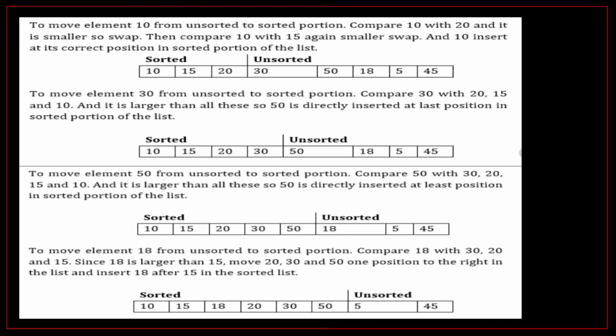To move element 18 from unsorted to sorted portion, compare 18 with 50, 30, 20 and 15. Since 18 is larger than 15, move 20, 30 and 50 one position to the right in the list and insert 18 after 15 in the sorted list. So the sorted list is 10, 15, 18, 20, 30, 50 and the unsorted list is 5 and 45.